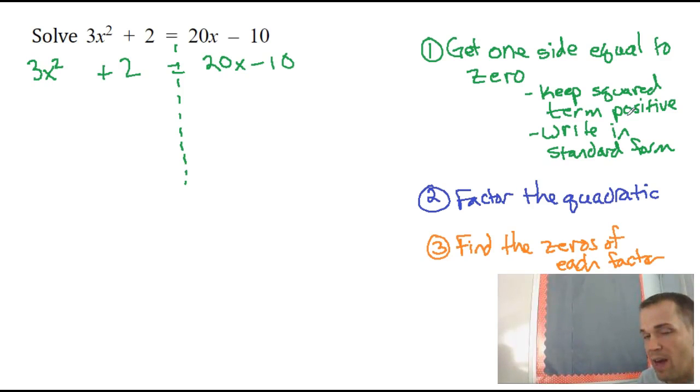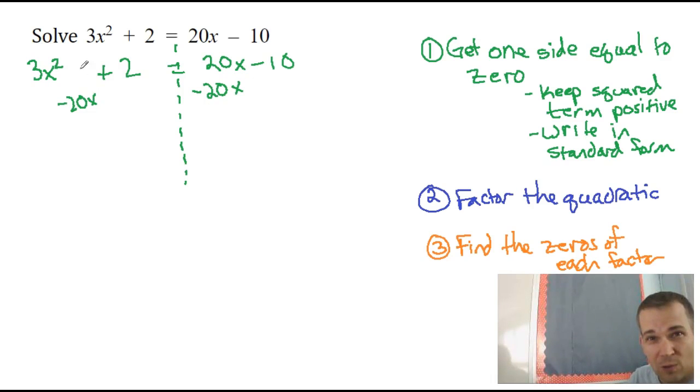So although there's a lot of things I can do right now that would be correct, to get one side equal to 0, I'm going to leave this 3x squared exactly where it is because it's already a positive number. And I'm going to move these terms over to the other side by adding the opposite. So 20x, to get rid of the 20x, I use a negative 20x on this side and on this side.